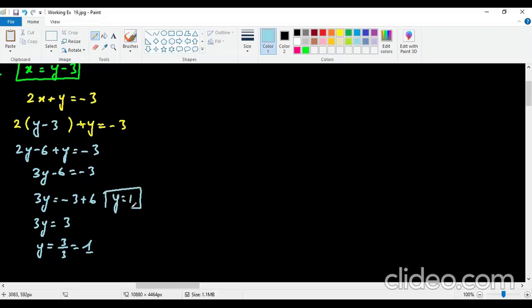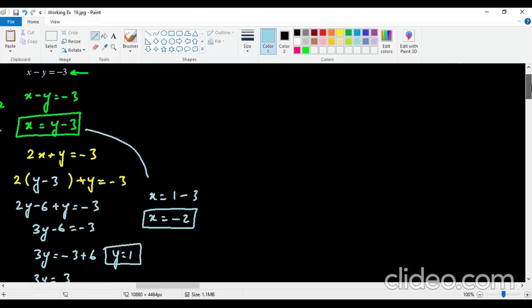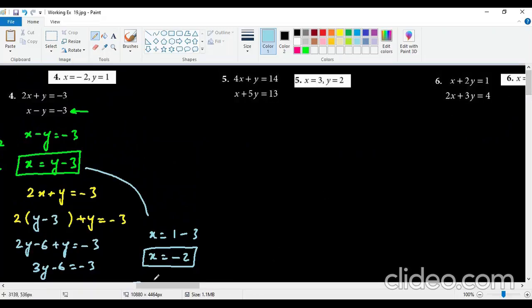And I know very well from here that x is equal to y, which is 1, minus 3. So that means x is equal to negative 2. This is the answer for this question. Moving on to the next, question number 5.